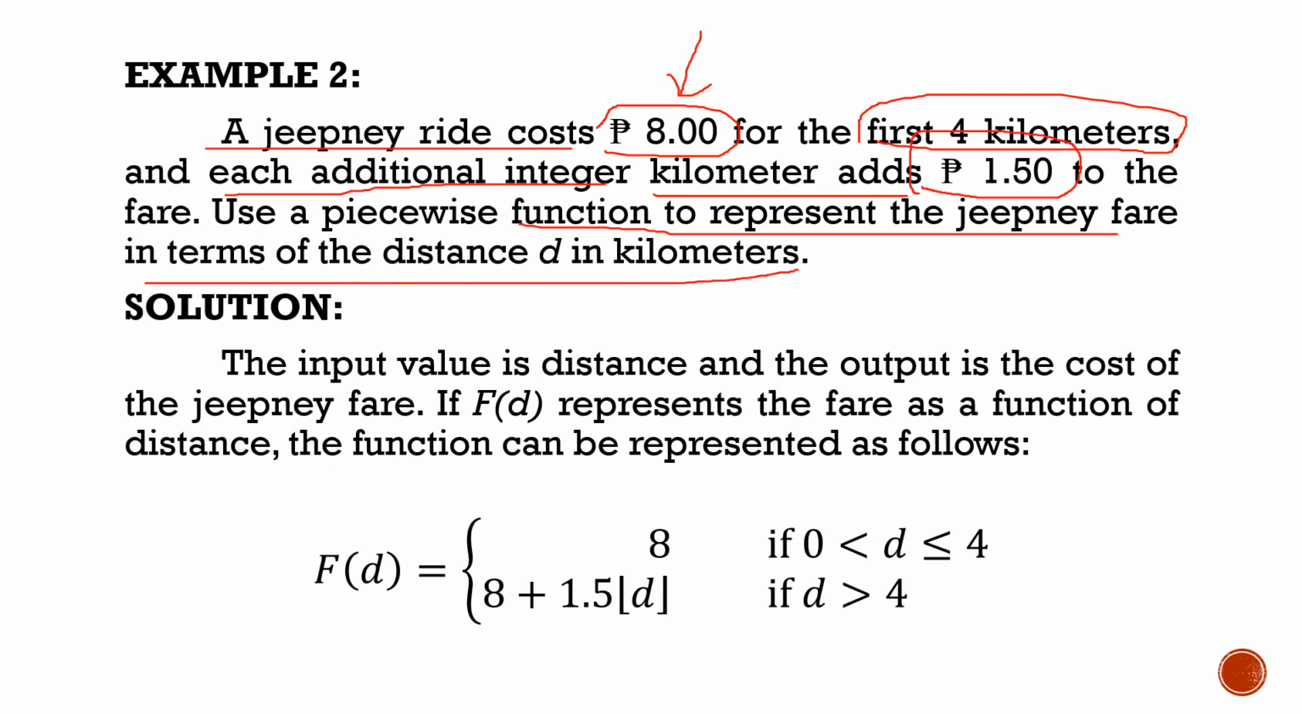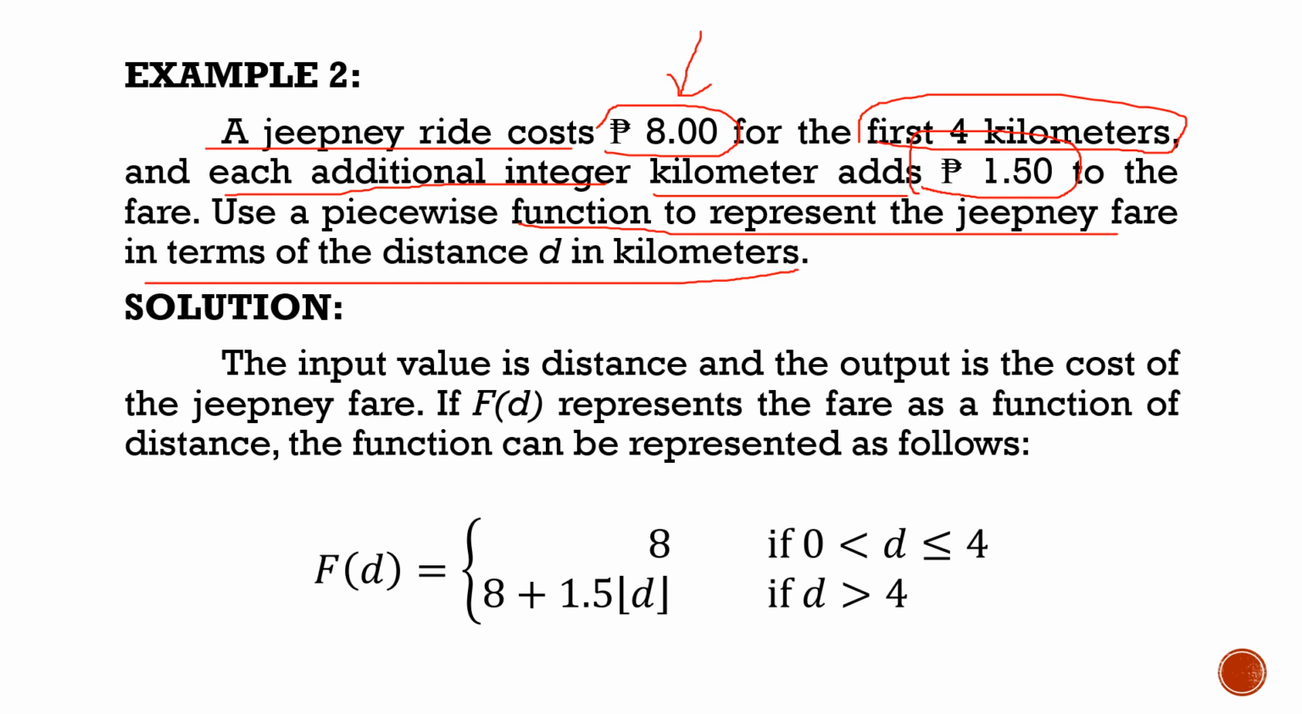So in every additional kilometer, no, for example, if that is 5 kilometers, what will be the cost of travel? Then, for example, if you travel 6 kilometers, what will be the cost? So in this example problem, what will be the piecewise function that will represent that? What will be the function that we can map on this type of scenario?